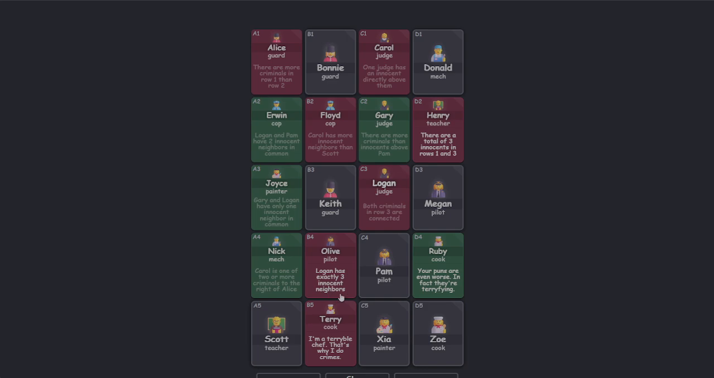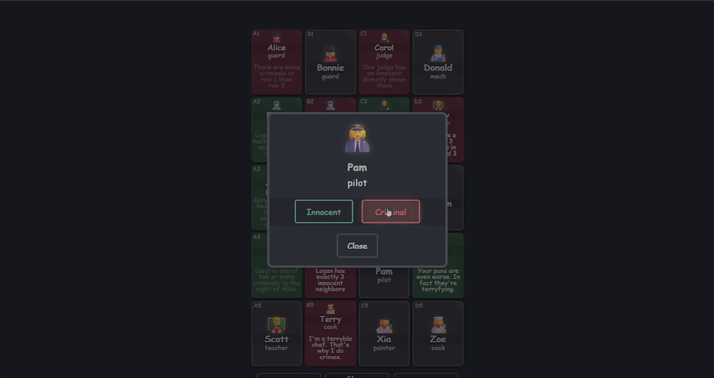Logan has exactly 3 innocent neighbors, which must mean that Pam is innocent. No. Gary is innocent. Ruby is innocent. Keith or Megan is innocent. So that's 3. So Pam is actually a criminal.